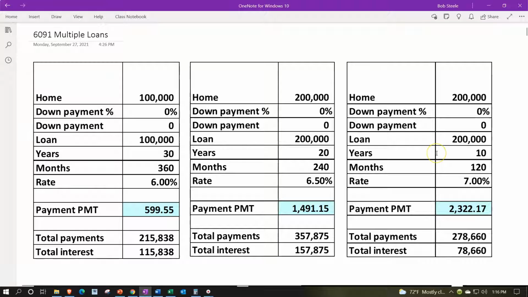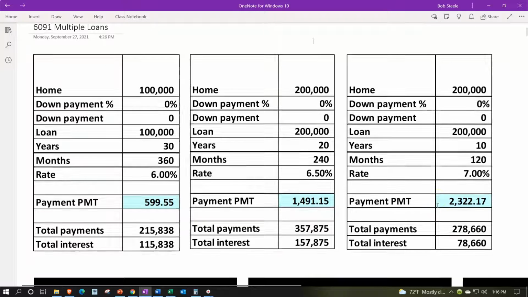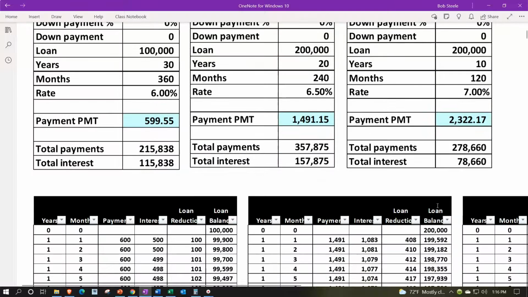Third loan, also $200,000, to get us up to that $500,000 total we're looking for. It also has a different term, which we're going to say is 10 years instead of the 30 or the 20. 10 times 12 is 120 payments. And then we have the rate increased once again to 7%. That would give us a payment for this one of $2,322.17. So there are our 3 loan scenarios.